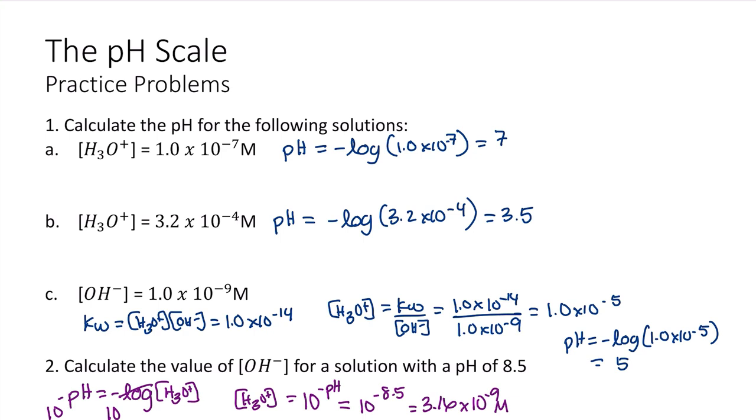To get the concentration of hydroxide, I'm going to plug this into my Kw equation. Kw is going to be over the concentration of hydronium ion. We have 1.0 times 10 to the negative 14 over 3.16 times 10 to the negative 9. That means the concentration of my hydroxide is going to be equal to 3.16 times 10 to the negative 6 molar.